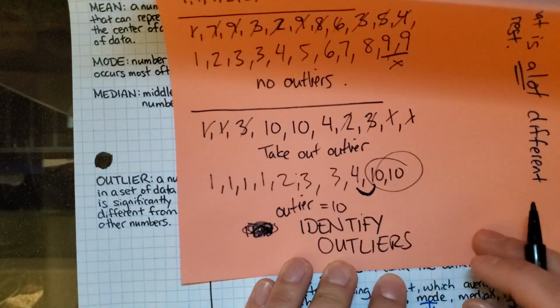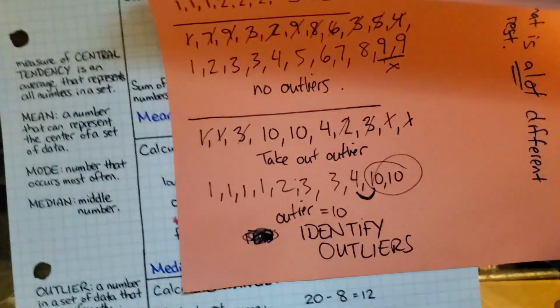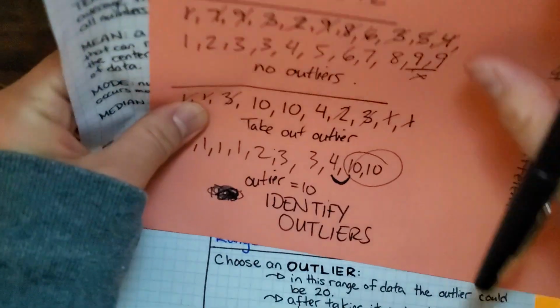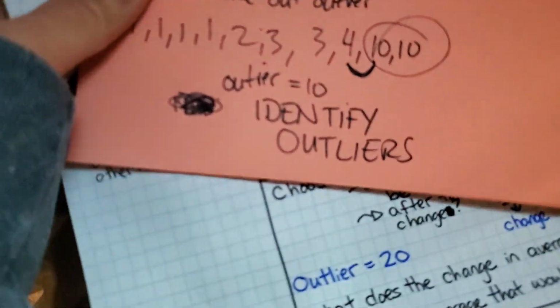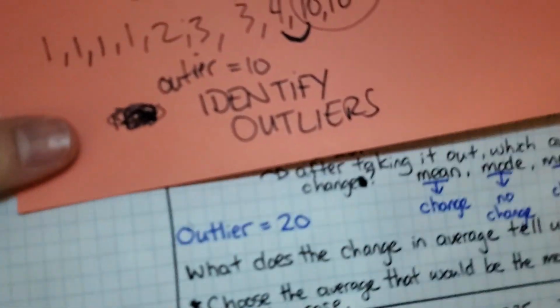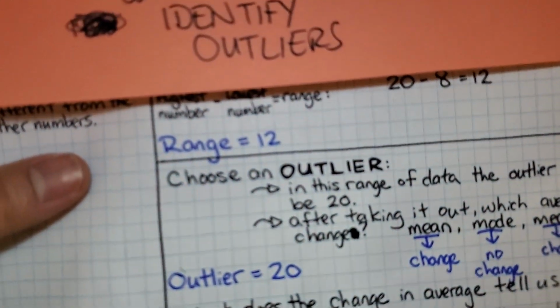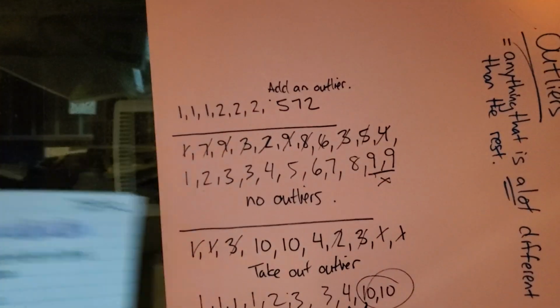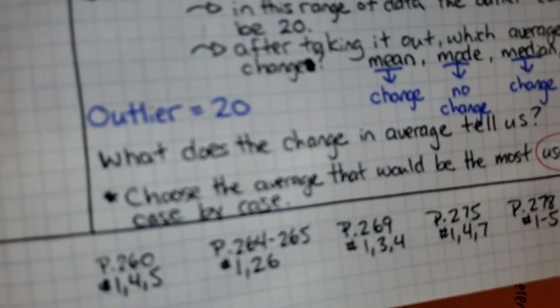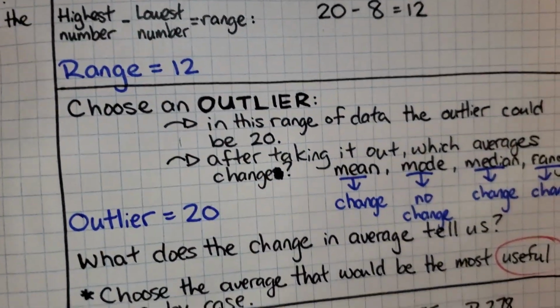Let me know if you have more questions about how they affect the averages. And just remember to look at the bottom of your notes there on how outliers affect averages. All right.